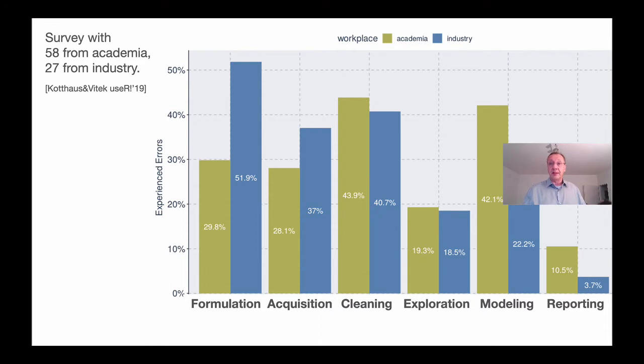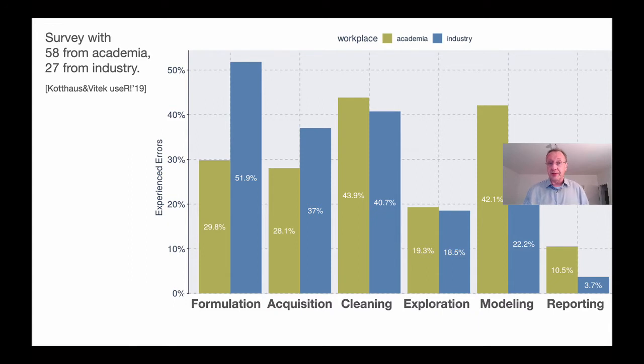So what can we take away from this graph? First, that the early stages are more error prone than the later stages, and then that there are two interesting discrepancies. One is at the formulation stage, where industrial respondents had way more errors than academics, and this is likely due to the fact that they have to deal with customers who are not always expert at formulating their problems clearly. On the other hand, at the modeling stage, that trend reversed, where academics encountered way more errors than industrial respondents.